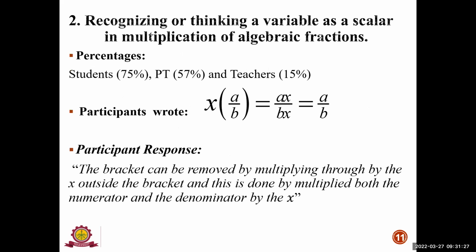Then the second conceptual misunderstanding was that participants recognized a variable as a scalar multiple in multiplication of algebraic fractions. Here, 75% of the students identified this, while 57% of the prospective teachers and 15% of the teachers also came out with this. So both the students and the prospective teachers depicted this form of conceptual misunderstanding, whereby they were supposed to simplify this. They treated the variable as a scalar, which was a conceptual misunderstanding.